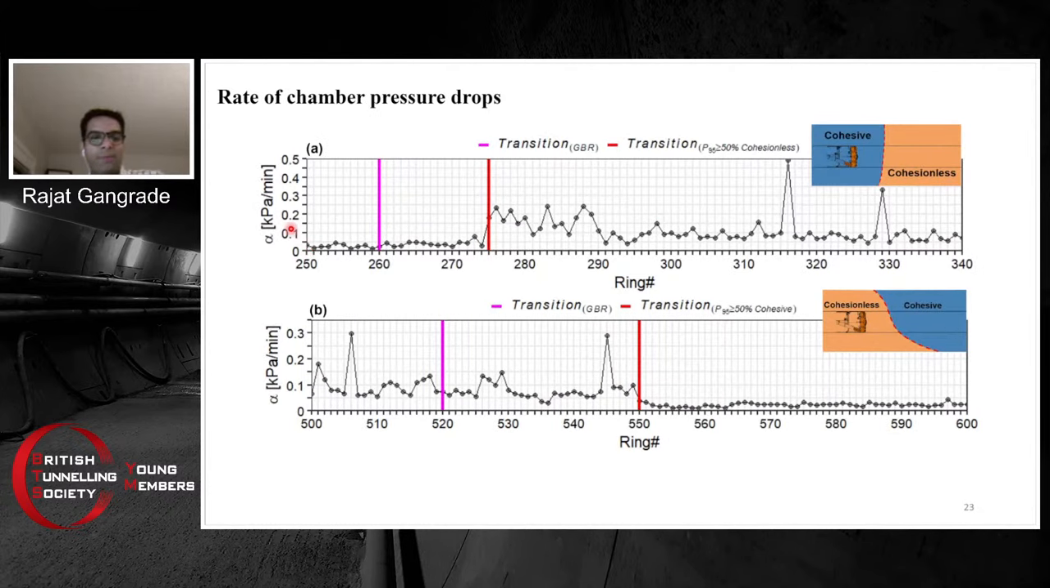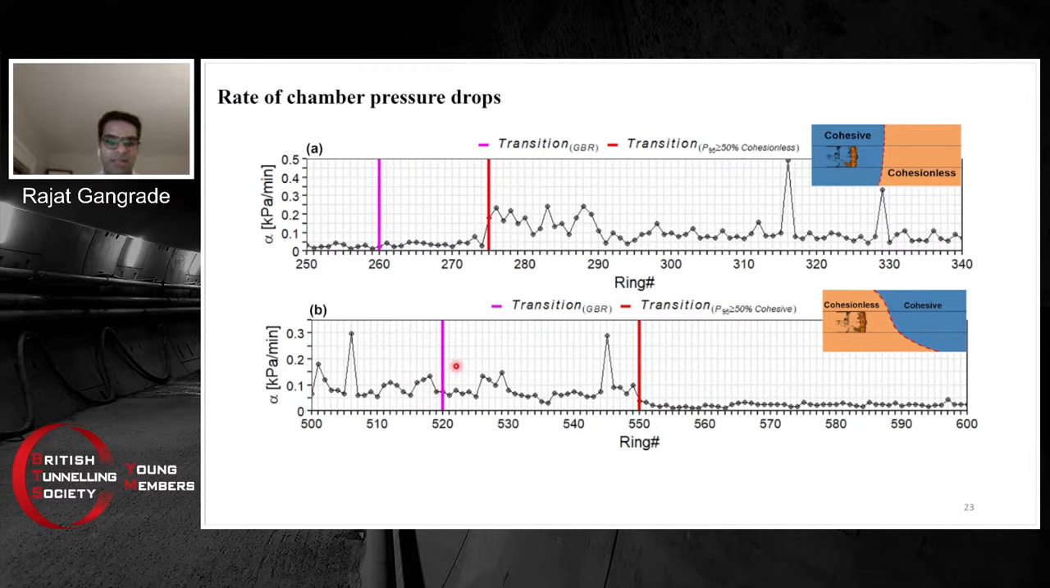So I have a profile of the rate of chamber pressure drop versus the ring numbers. The pink or magenta lines are the ones indicated as the location of transition by the GBR. The red lines are the location of transition as indicated by the geostatistical model, where I'm considering the location of transition to be where there is 95% probability that more than 50% of the soil is the soil of transition. In this case, as you can see, the rate of chamber pressure drop is pretty low, indicating that we are still in clay. And then the rate just starts to increase, indicating that we have entered a different material, cohesionless material, over here. For the bottom plot, we are excavating in cohesionless soils.